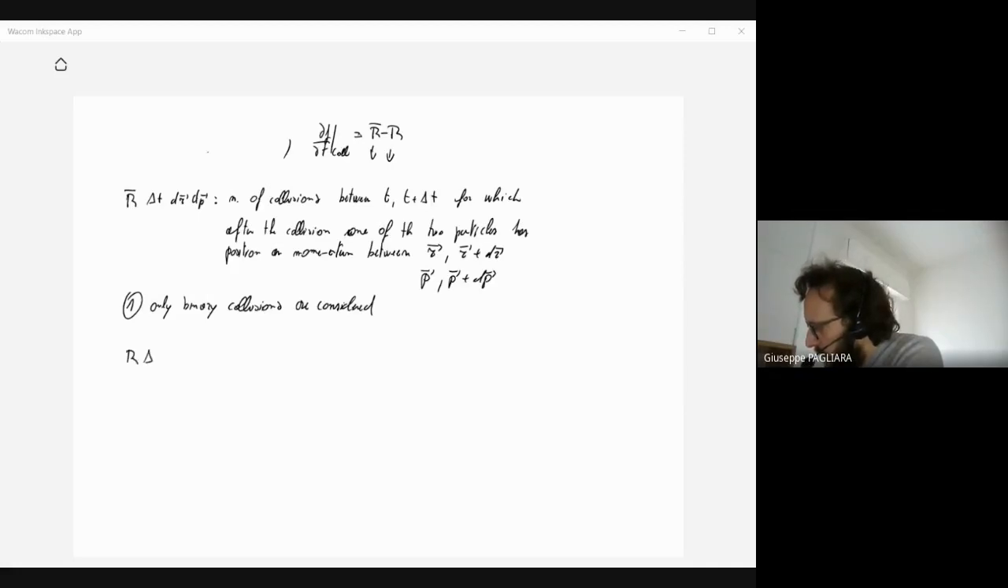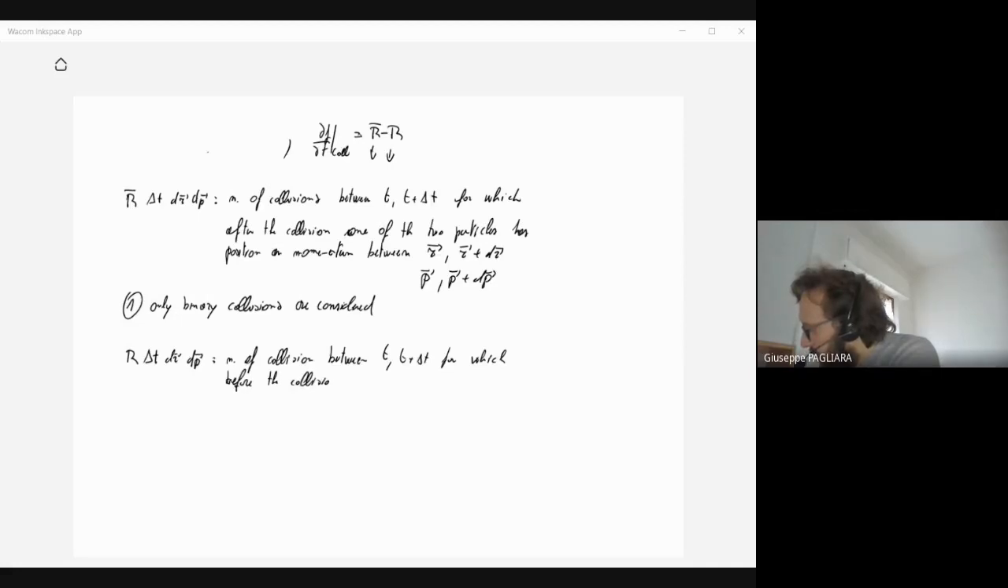Similarly, R delta t dr dp does a similar thing, but it counts the number of collisions between t and t plus delta t, for which before the collision one of the two particles had position and momentum between r and r plus dr and p and p plus dp.